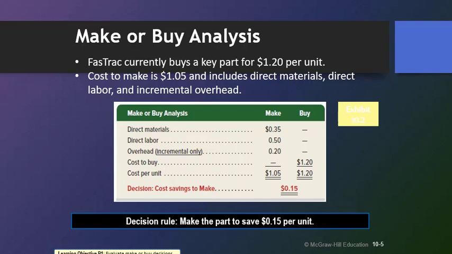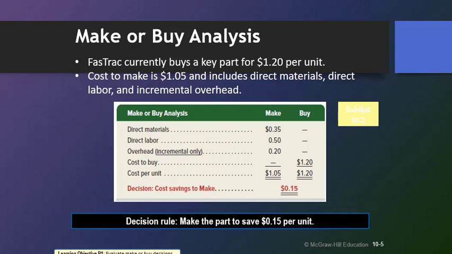So let's look at this example. They currently buy a key part for their main product for $1.20 per unit. With their excess capacity that we just talked about, making this part would incur per unit variable cost of 35 cents for direct materials and 50 cents for direct labor. So the unit cost of the part is going to include direct material, direct labor, and factory overhead.